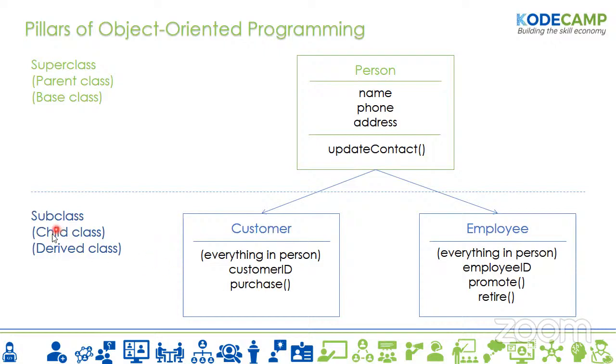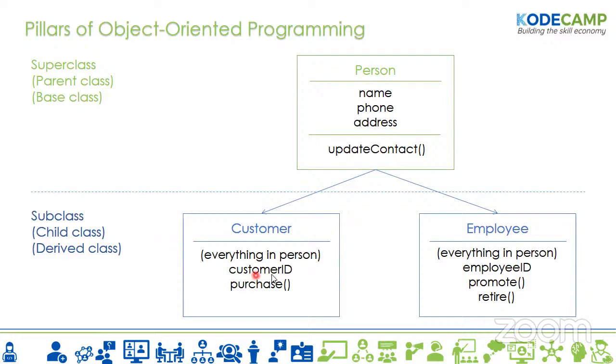Now, this customer class is a child class. It is derived from this person class. So the first thing that happens is the customer class, when it extends, or when it inherits from the person class, it takes in everything in the person class. So everything here, including properties such as the name property, the phone number property, the address property, and the method, it takes as part of what it has.